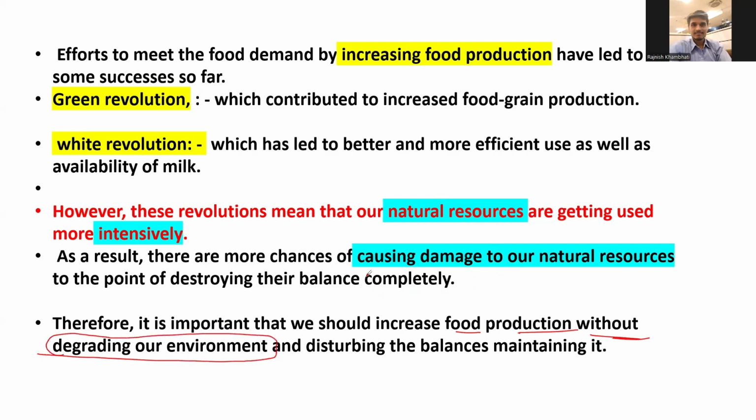Clear? So you have to understand the summary of these three PPTs. Three slides. You now know why we have to increase the food. Now you know how we increase the food. And the third thing you now know is the effect of that increase. So we have to take care of all these points. That means we have to produce more food, but without degrading our environment, our mother nature, and disturbing the balance, maintaining it.